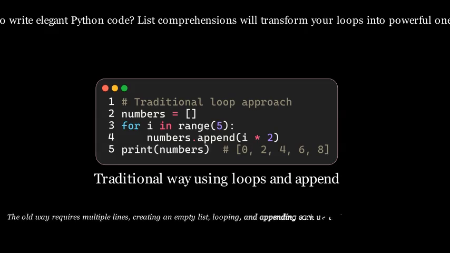The old way requires multiple lines, creating an empty list, looping, and appending each item. This works but is verbose.